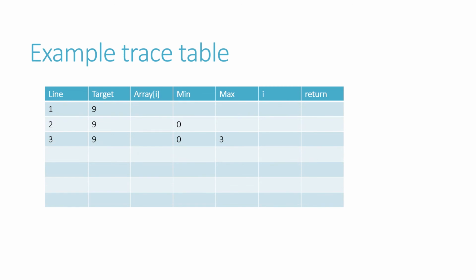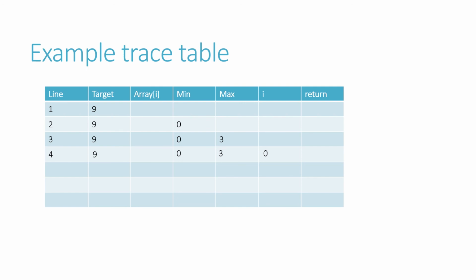So at line 1, the target is 9. At line 2, the minimum value is set to 0. And at line 3, the maximum value is set to 3. At line 4, the target and minimum and maximum are obviously the same, and i, the counter variable, is set to the minimum value 0. So at line 5, we would look at the array value 0 to match the counter and take it from there. So see if you can fill that in, and I'll show you the entire trace table in a moment.